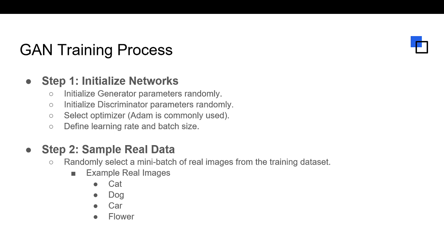These are the steps associated with the GAN training process. The first step is initializing the generator parameters. The next one is initializing the discriminator parameters. Next, we need to select an optimizer. Next, we need to define the learning rate and batch size. After that, we need to feed a real data set. Once we are feeding a real data set, we need to provide the class labels for the given data set as real data.